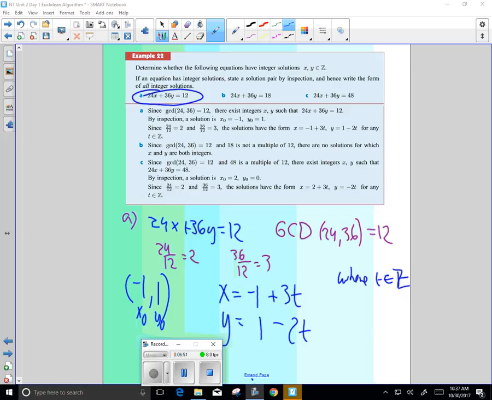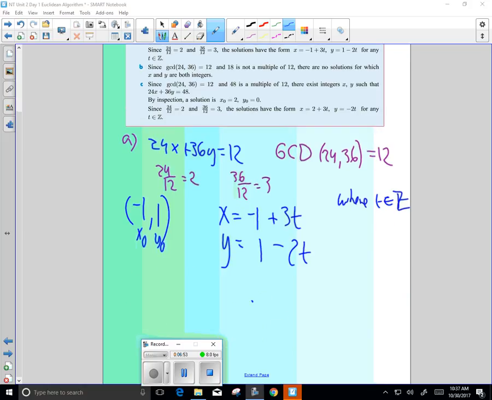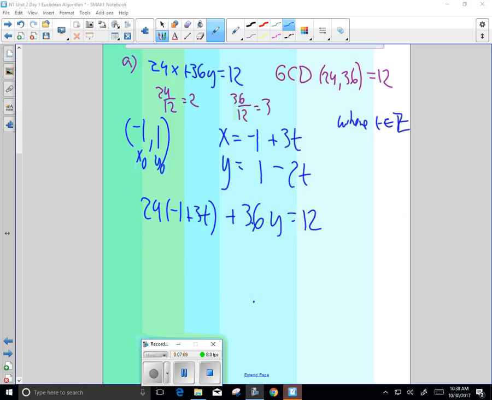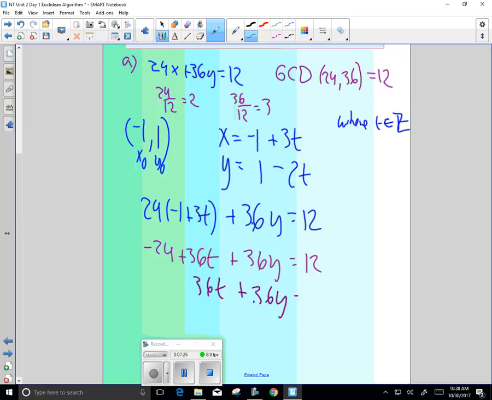Okay, why is it that? All right, let's go for it. So the first thing that we did is we said, all right, x is going to be 24, -1, plus 3t, plus 36, y equals 12. Okay, if we multiply through here, you're going to get -24 plus 36t plus 36y equal to 12. If you add this over, you're going to get 36. You get 36t plus 36y equal to 36.